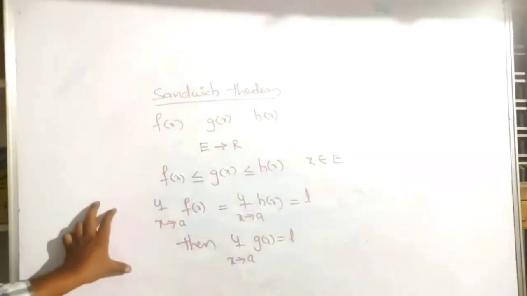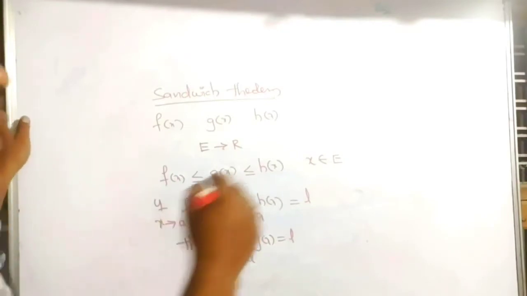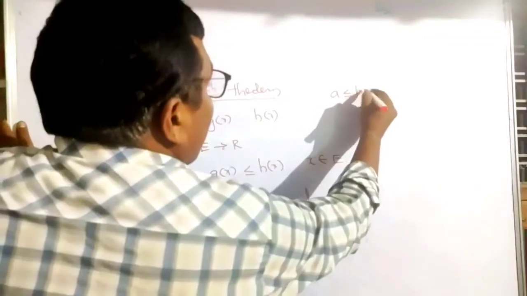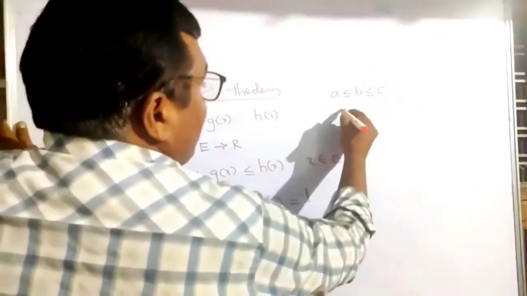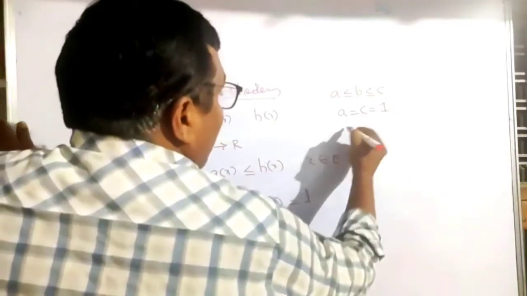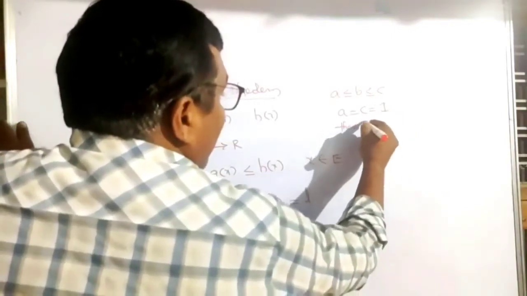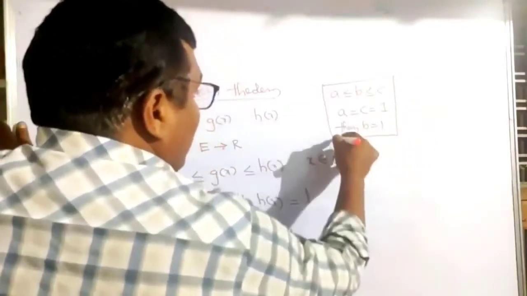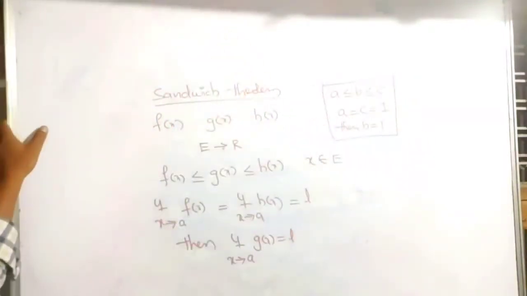This is the sandwich theorem. Simply, if a is less than or equal to b, which is less than or equal to c, and a is equal to c is equal to 1, then automatically b also becomes 1. So based on this, the sandwich theorem is implemented.